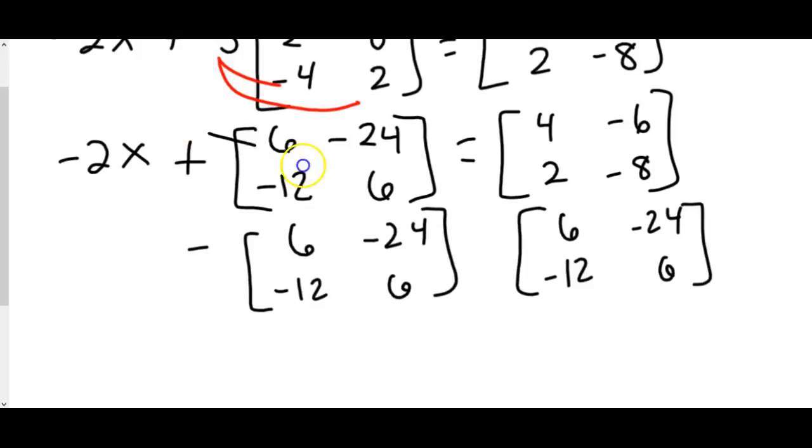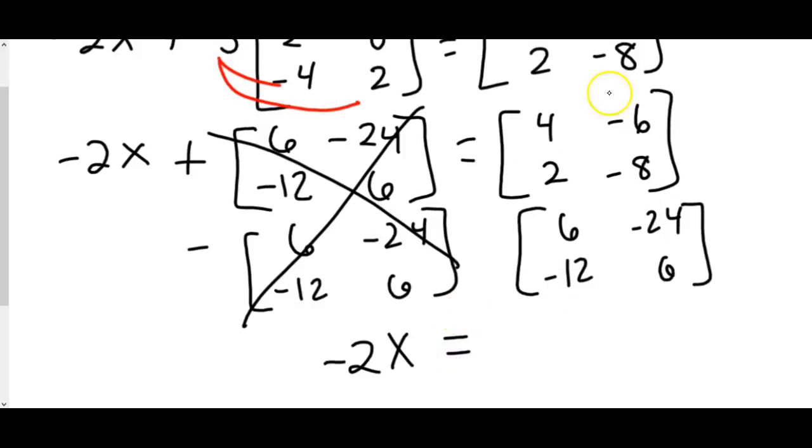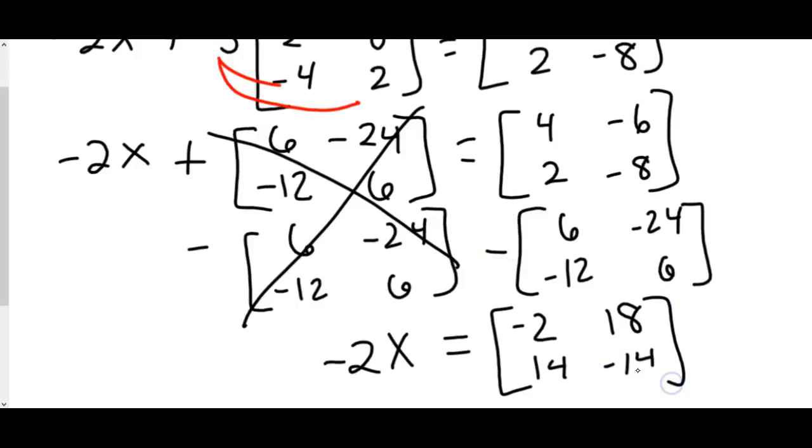On the one side where it was the opposite, it cancels. So we just bring negative 2x down. On this side, we've got to combine. I forgot to put the minus sign in, but we are subtracting on both sides. So 4 minus 6 is negative 2. Negative 6 minus a negative 24. When you have a minus minus, that changes to plus. So really this is negative 6 plus 24, which is positive 18. 2 minus negative 12. We've got the minus minus again going on, so 2 plus 12 is 14. And negative 8 minus 6 is negative 14.